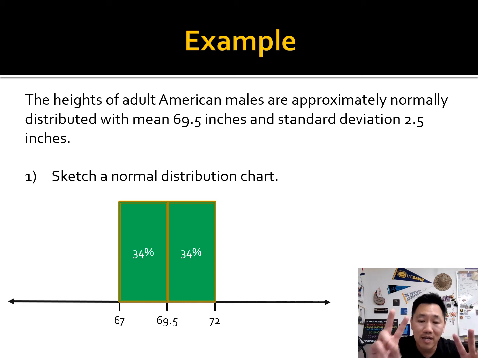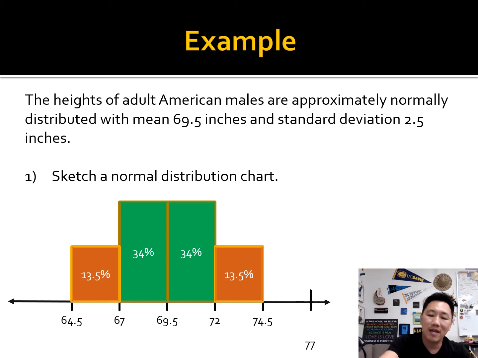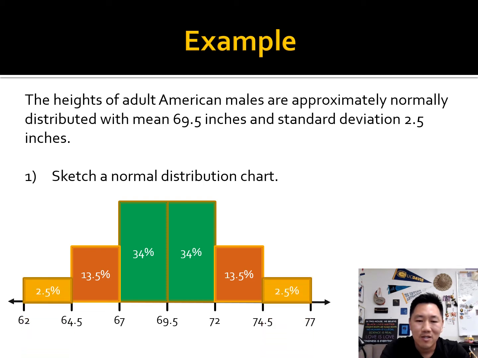Let's go ahead and do 2 standard deviations away. So add another 2.5 to both sides. And that is 2 standard deviations away. And then 3 standard deviations away gets you to 77 and 62. And that's worth 2.5% either side. All right, so there's our sketch. Start with the mean and then just add both ways the standard deviation.